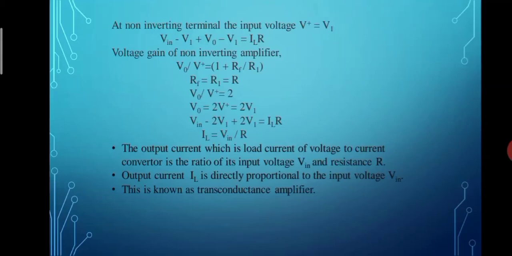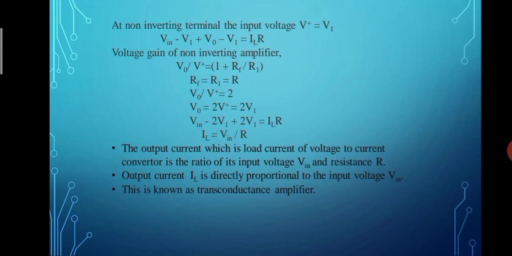So we get the output voltage is equal to 2 times V1. Substitute the output voltage in that equation: VIN minus V1 plus 2V1 minus V1. Then we get VIN is equal to IL into R. Here the output current, which is the load current of the voltage to current converter, is the ratio of input voltage and resistance. The output current IL is directly proportional to the input voltage.